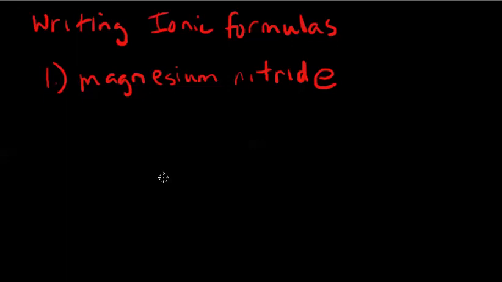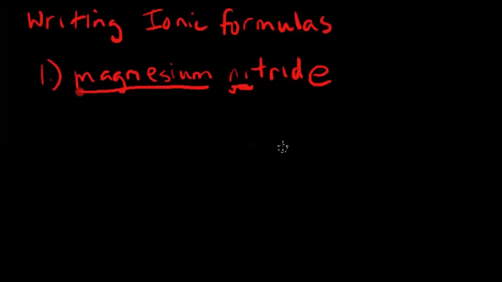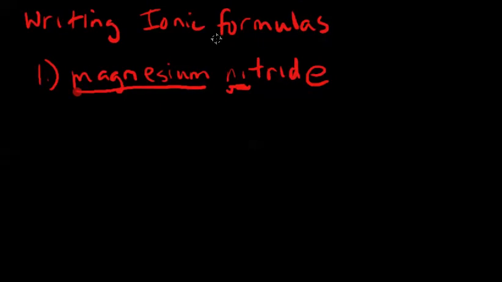add up to 0. So, the positive ion always comes first in the name, and then you get the negative ion. So this is positive, this is negative. That's just the rules. So, what's the formula for magnesium?